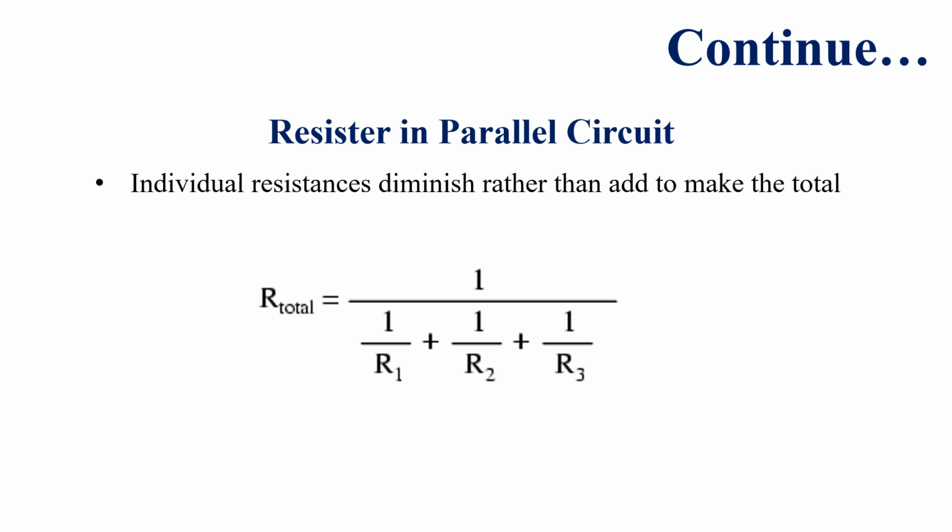Now if we talk about the resistances in the parallel circuit, individual resistances diminish rather than add to make the total. So the total resistance in the parallel circuit is basically less than the very smallest value of resistance present in the network.